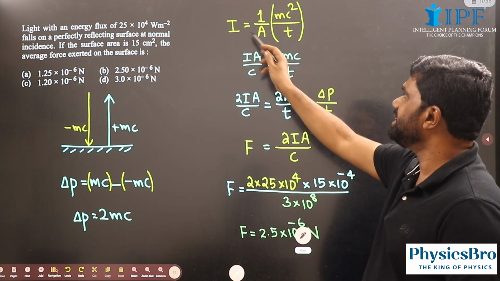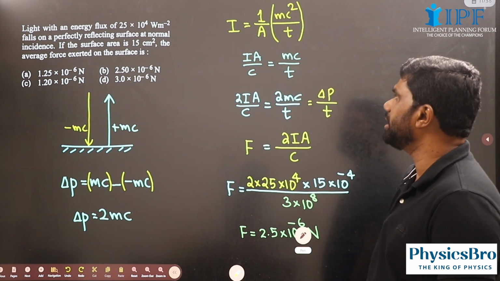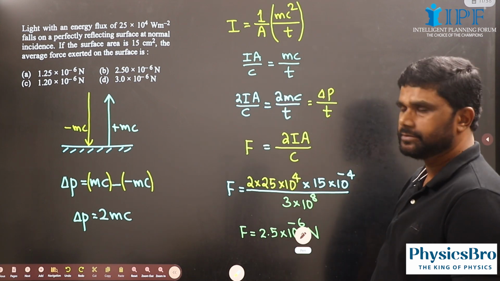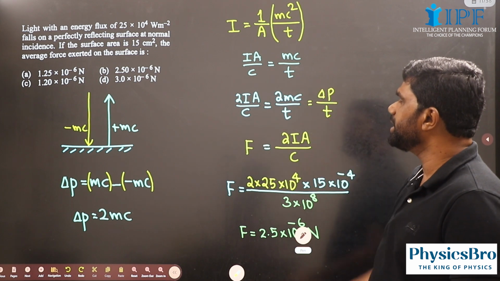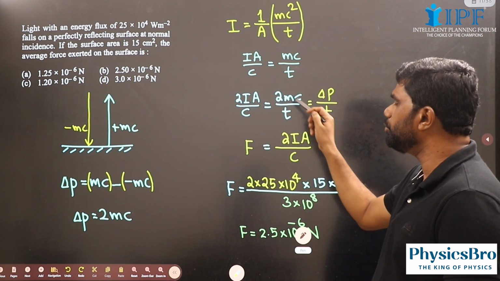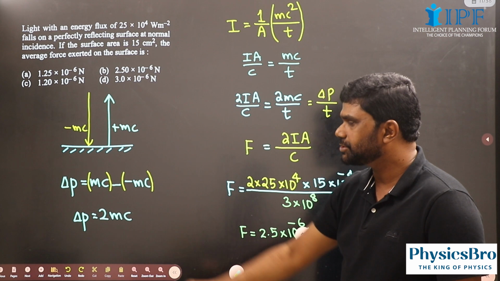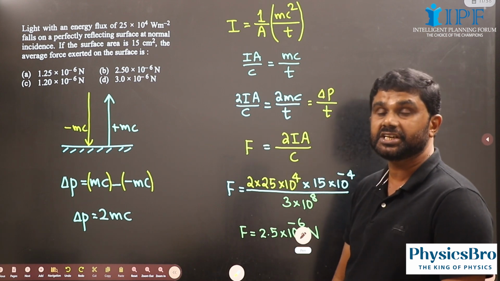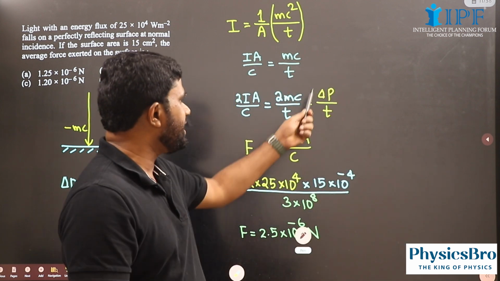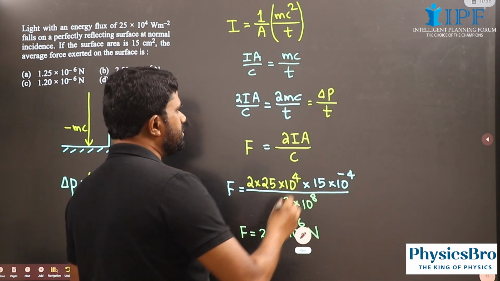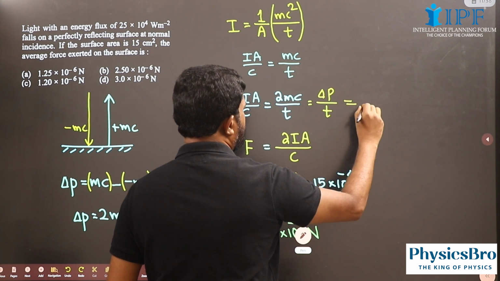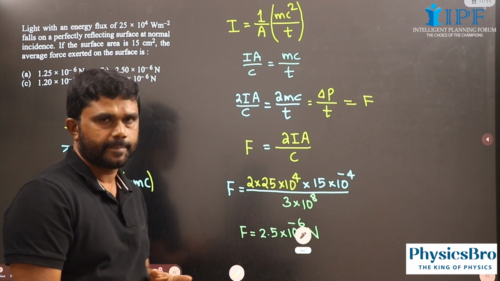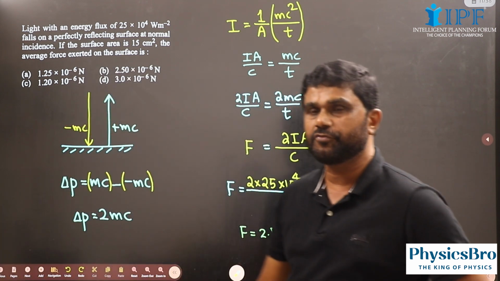When this A is taken to the left and C also to the left, it will be IA by C. On the right side we will get mc by T. If you multiply both sides by 2, we get 2IA by C equal to 2mc by T. That 2mc is actually delta P, so let me replace 2mc by delta P, the change in linear momentum. Change in linear momentum by time is nothing but the force. So we get F equal to 2IA by C. That is the force.